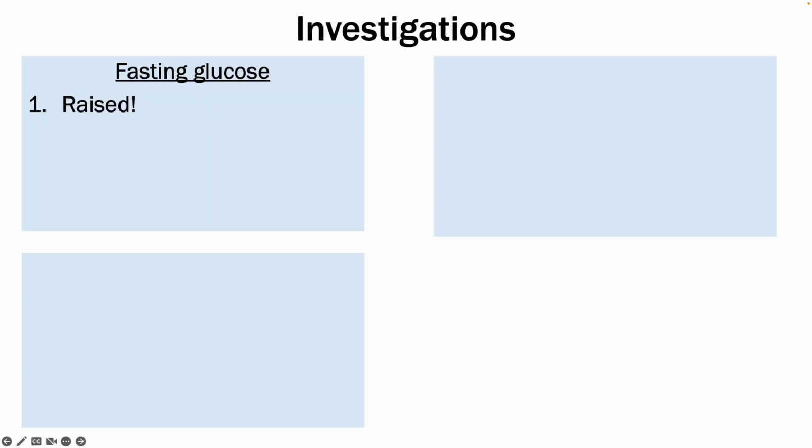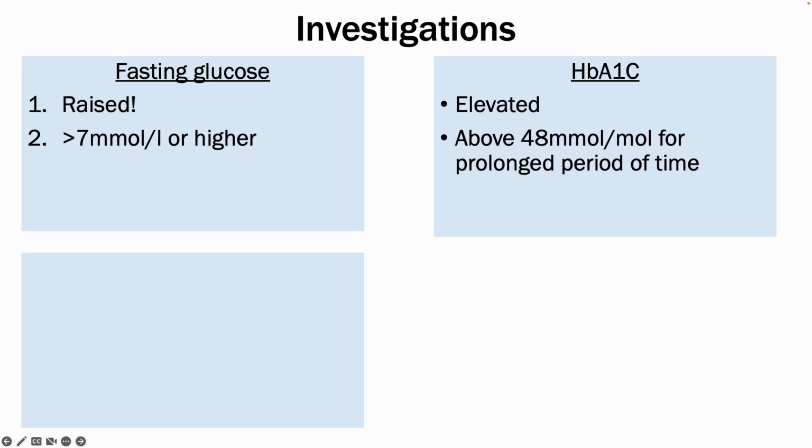In terms of the investigations, firstly, you can do a fasting blood glucose, which typically would be raised and typically more than 7 millimoles per liter or higher. An important test to consider is the HbA1c. It will be typically elevated, and above 48 millimoles per mole is the level in patients with diabetes.